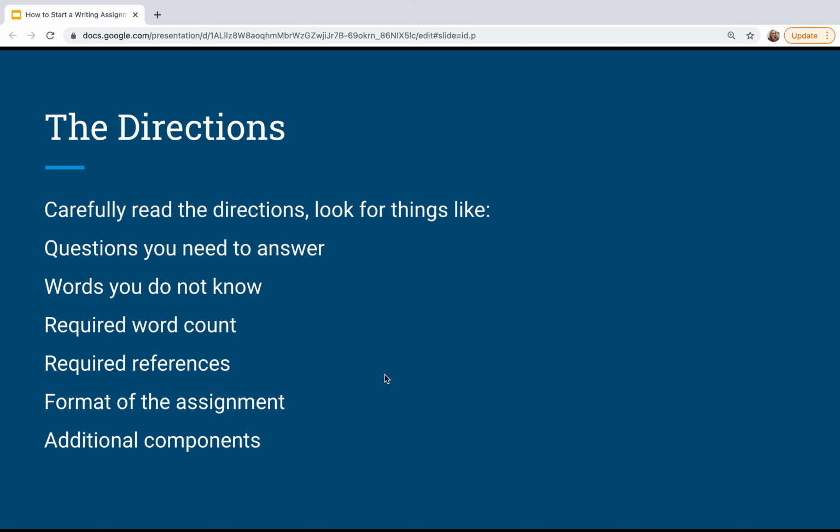If, after you've read the directions, you don't understand something, make sure that you ask your instructor before you continue. It is much easier to correct a misunderstanding now than when you are mostly done with your assignment.